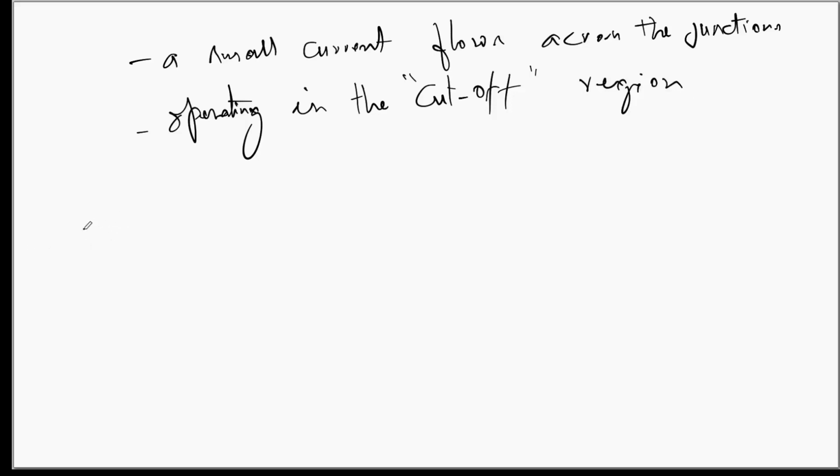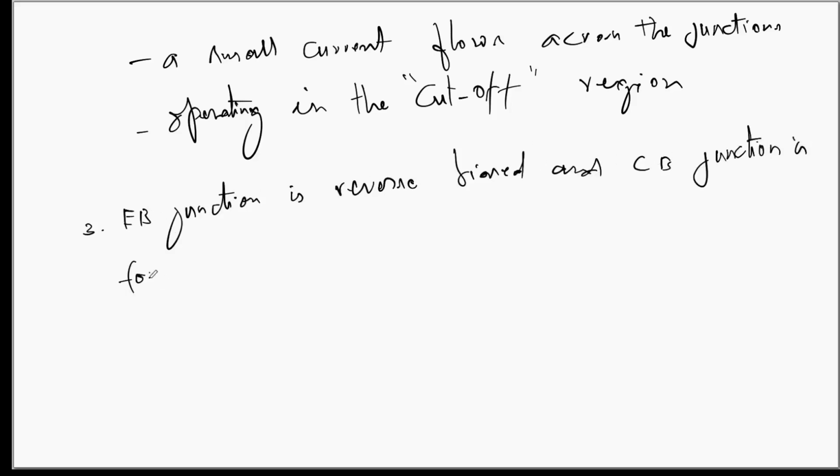The third possibility is emitter-base junction is reverse biased and the collector-base junction is forward biased. Under such conditions, the transistor is said to be operating in an inverted mode.